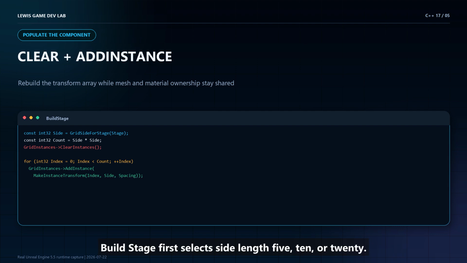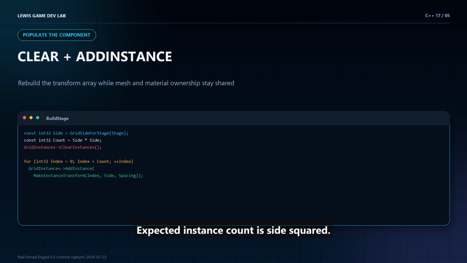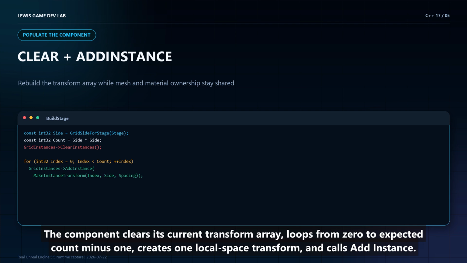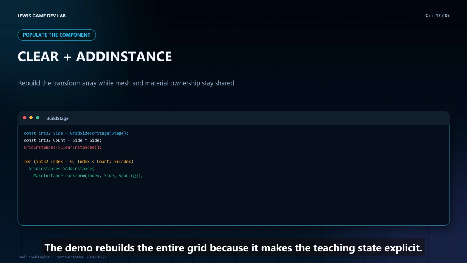Build stage first selects side length 5, 10, or 20. Expected instance count is side squared. The component clears its current transform array, loops from 0 to expected count minus 1, creates one local space transform, and calls AddInstance. The demo rebuilds the entire grid because it makes the teaching state explicit.